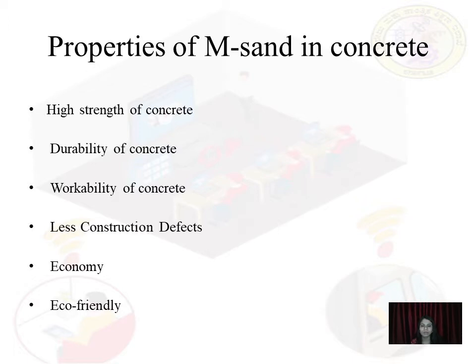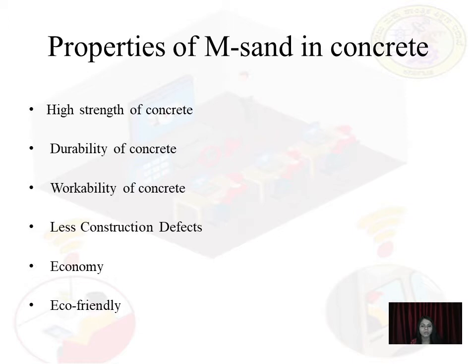The second property is durability. Yes, M sand has a greater durability. It has balanced physical and chemical properties which can withstand any aggressive environment or climatic conditions. It has resistance against defective environmental conditions and climatic conditions, and therefore the concrete which is made from M sand has greater durability when compared to river sand concrete or any mortar. That is one of the properties.